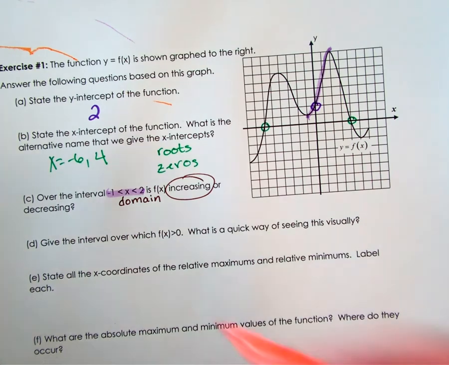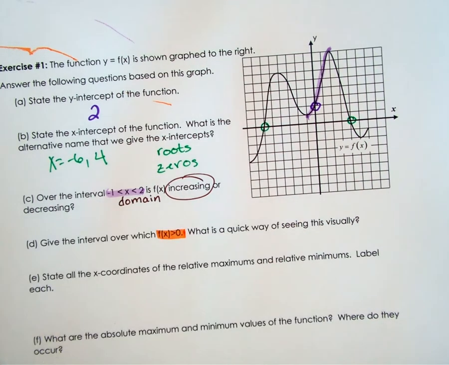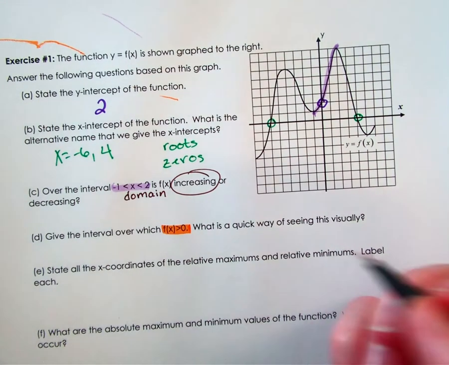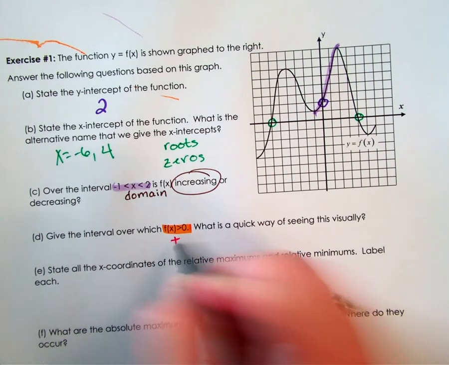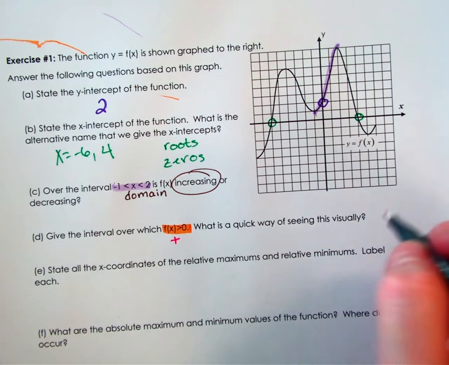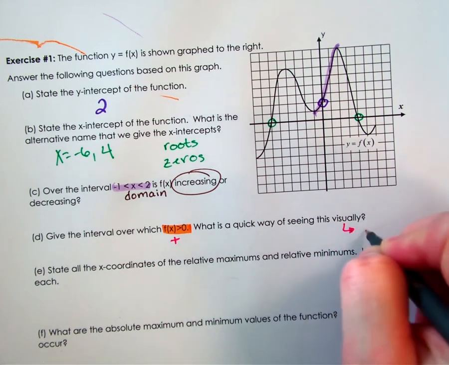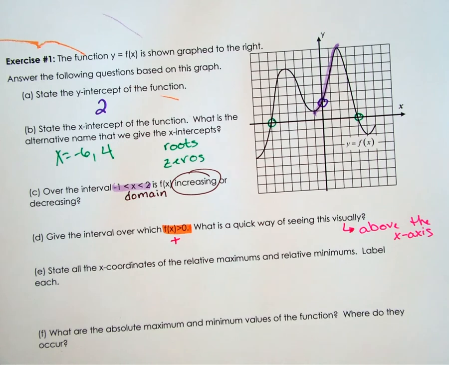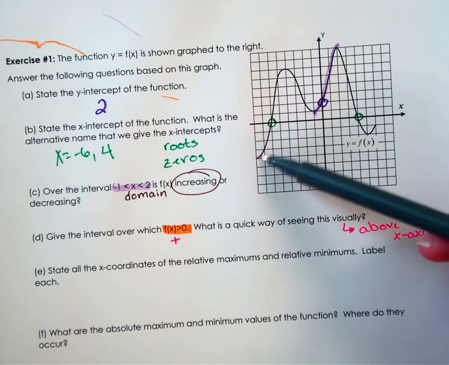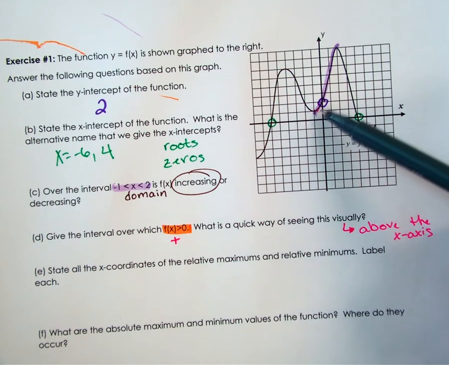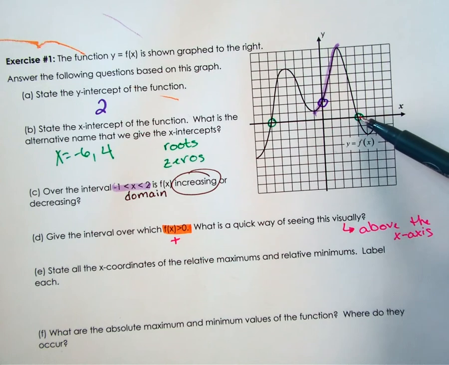Give the interval over which the function f of x is greater than 0. What is a quick way of seeing this visually? So greater than 0, remember that means we are looking for when it's positive, because the values that are greater than 0 are positive values. The quick way of being able to see this visually is it's above the x-axis. Okay, so above the x-axis is what we're looking for. This part here, this is negative. This is where I switch, and now positive, positive, positive, positive, until I get back to 0 again.